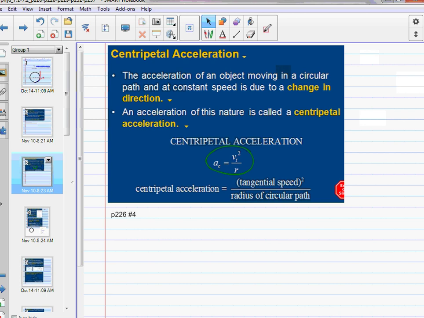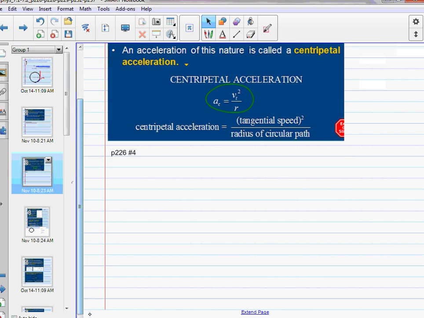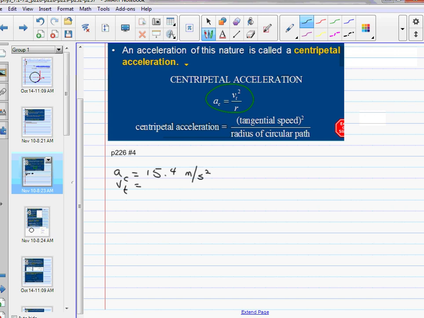First problem, page 226, number 4. Let's see if we can make it work. A race car moving along a circular track has a centripetal acceleration of 15.4 meters per second squared. So they just indicated to us what the centripetal acceleration was. If the car has a tangential speed of 30 meters per second, what is the distance between the car and the center of the track?